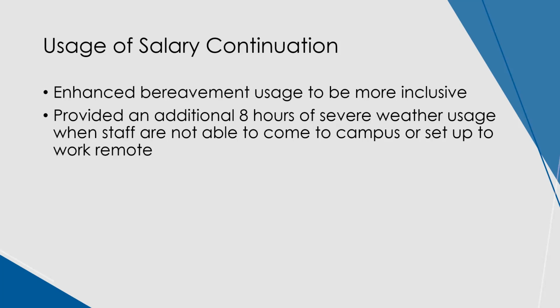This was in response to the remote status policy that was implemented earlier this year. And so we clarified that this is for usage around severe weather issues and lack of ability to work remotely, because we recognize that while we've made progress in getting folks able to work remote, it's not feasible for everybody when severe weather comes about.